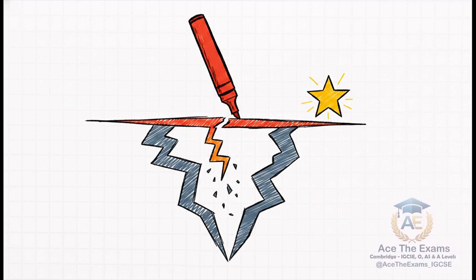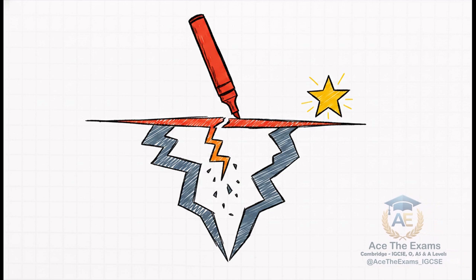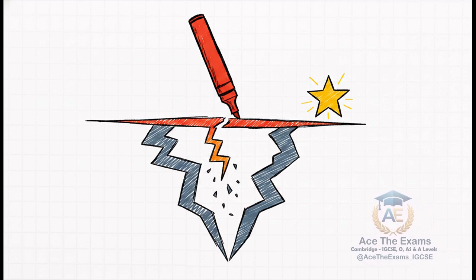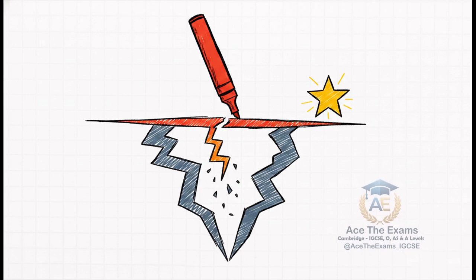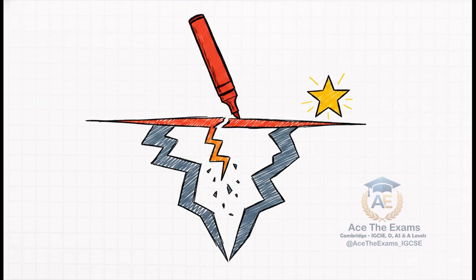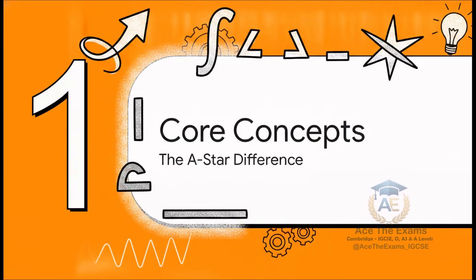The difference between scraping a B and unlocking that A star completely comes down to mastering this specific conceptual framework and understanding how marks are actually awarded. It's not just about the final number, guys. It is all about the visible trail you leave behind on that page. Okay, let's dive into this.